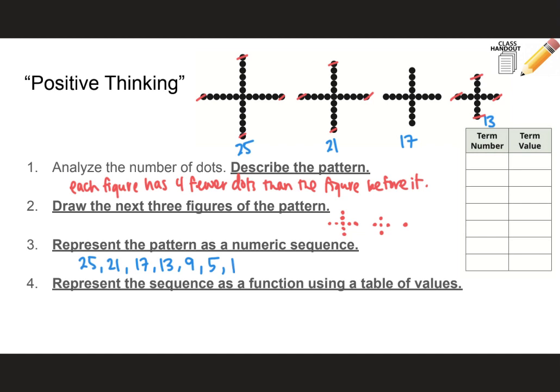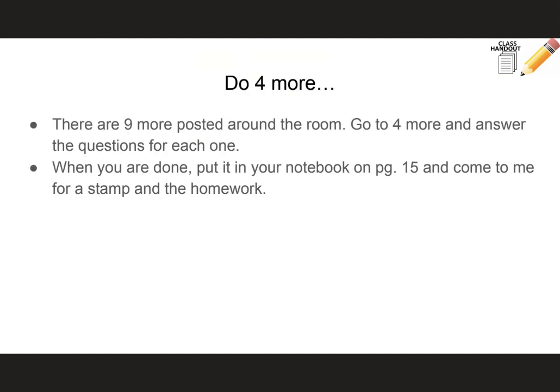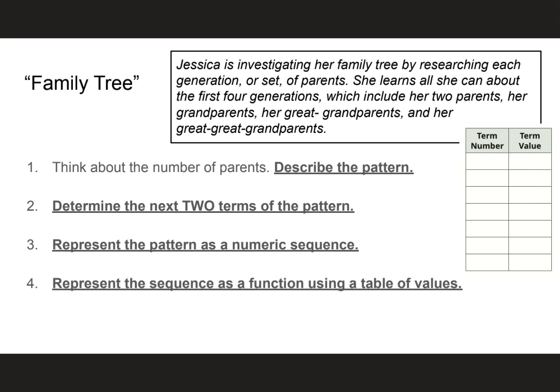And then the last thing says to represent the sequence as a function using the table of values. So starting with term number 1, there were 25. 2, 21. 3, there were 17. 4, there were 13. 5, there were 9. 6, there were 5. And then 7, there were 1. Okay, so if you're filling out your notes, you only need to do 4 more of these, but I'm going to go through each of the different patterns.